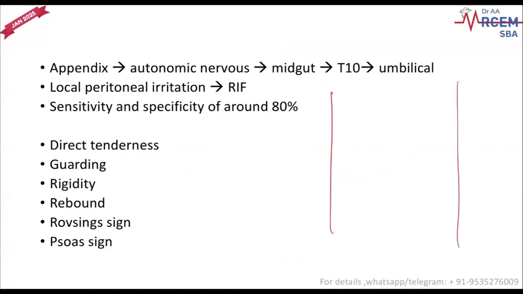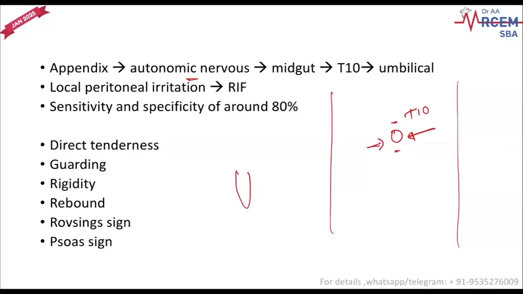The classical presentation of appendicitis is that the pain first will be around the umbilicus. This is mainly because of the anatomical distribution of the nervous system around the umbilicus. The midgut represents the appendix, which comes in the midgut, and the dermatomal distribution of the midgut is at the T10 level. T10 level is nothing but umbilicus. That's why initially the pain will be around the umbilicus.